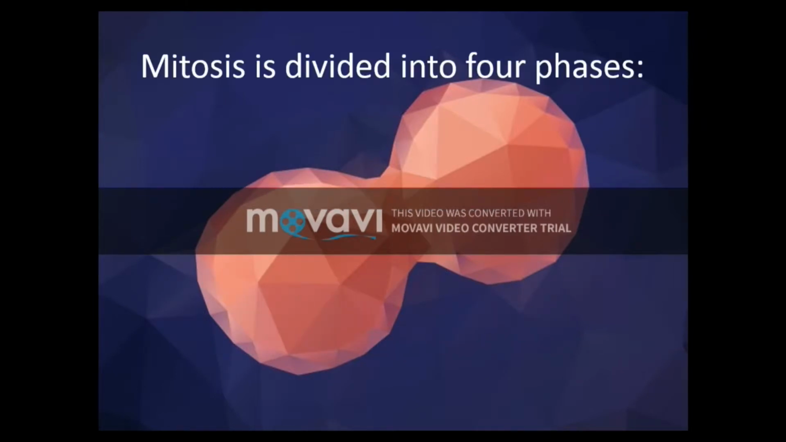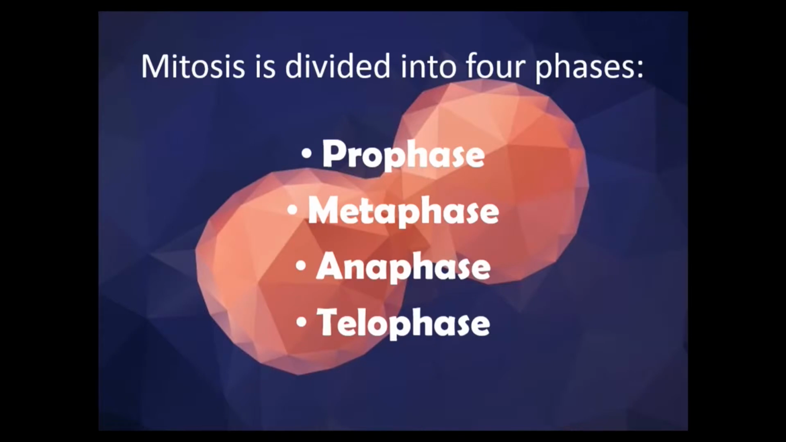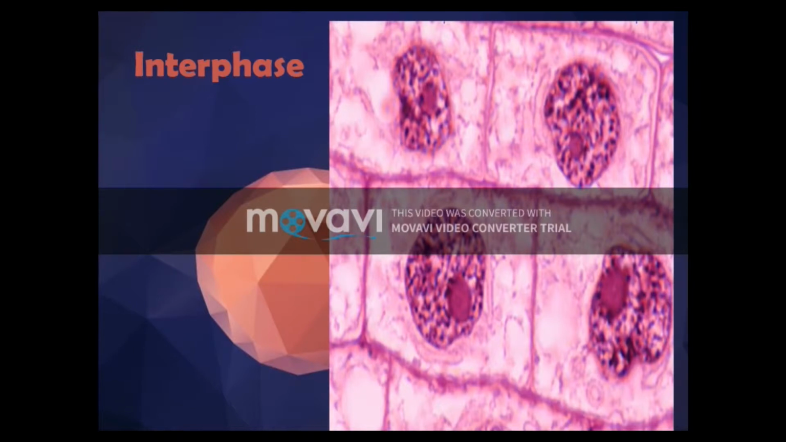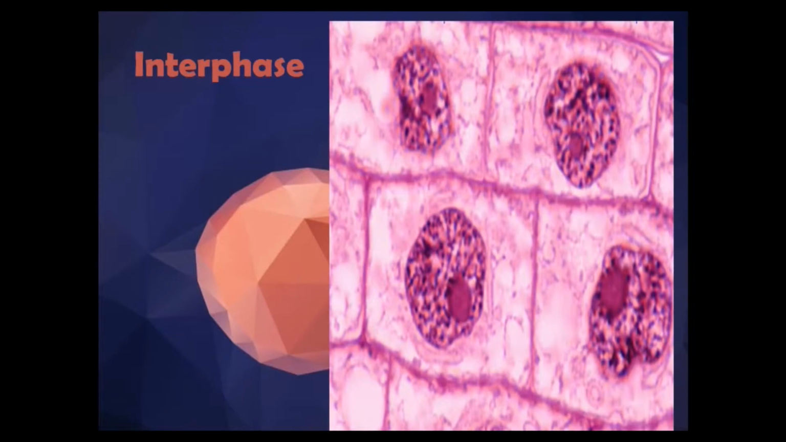Mitosis is divided into four phases, namely prophase, metaphase, anaphase, and telophase. And now we will discuss interphase. Interphase is not part of the stages because it is only responsible for preparation. Let's take a look at this microscopic photograph of the cell during interphase. They say that 90% of the time is consumed by interphase.